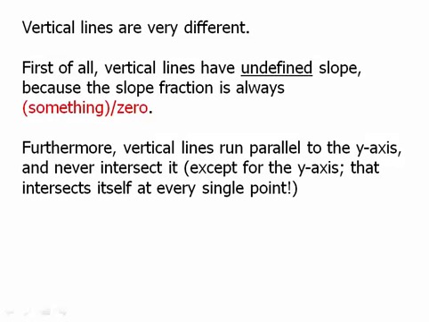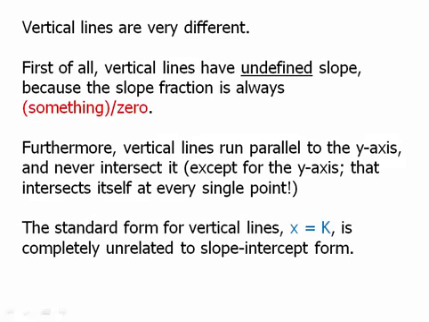Vertical lines run parallel to the y-axis and never intersect it, except, of course, the only vertical line that intersects the y-axis is, of course, the y-axis itself. But other than that, no vertical line even has a y-intercept because they run parallel to the y-axis. Therefore, the standard form for vertical lines, x equals k, in other words, we're specifying the x-intercept, and that specifies the entire line. That's completely unrelated to slope-intercept form. So vertical lines are very different, but the standard form of horizontal lines is really one special case of slope-intercept form.